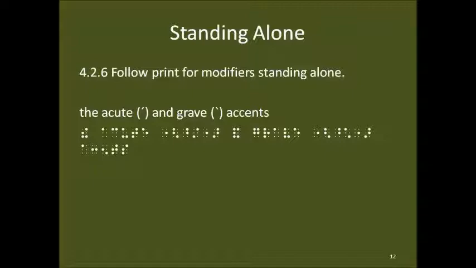Follow print for modifiers standing alone. So you just Braille what you see. Here we have the acute and grave accents that are in parentheses, so that's what we Braille.